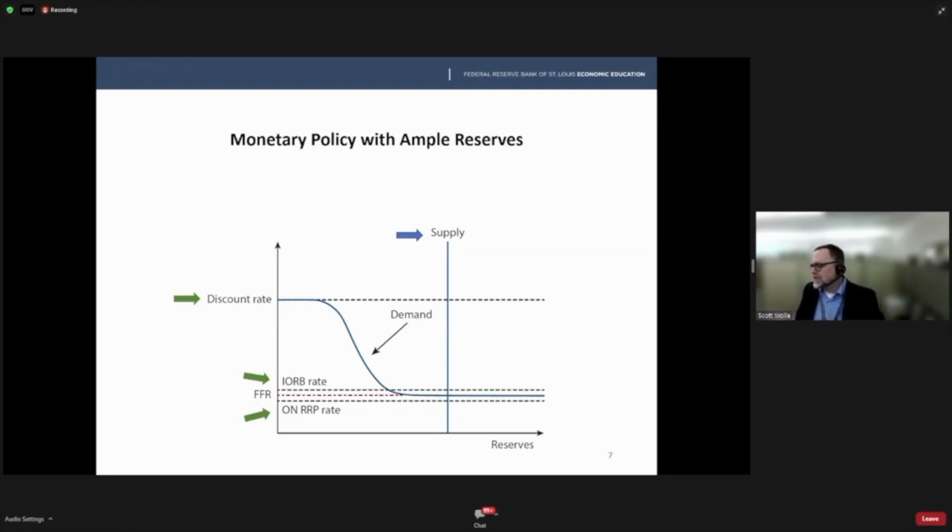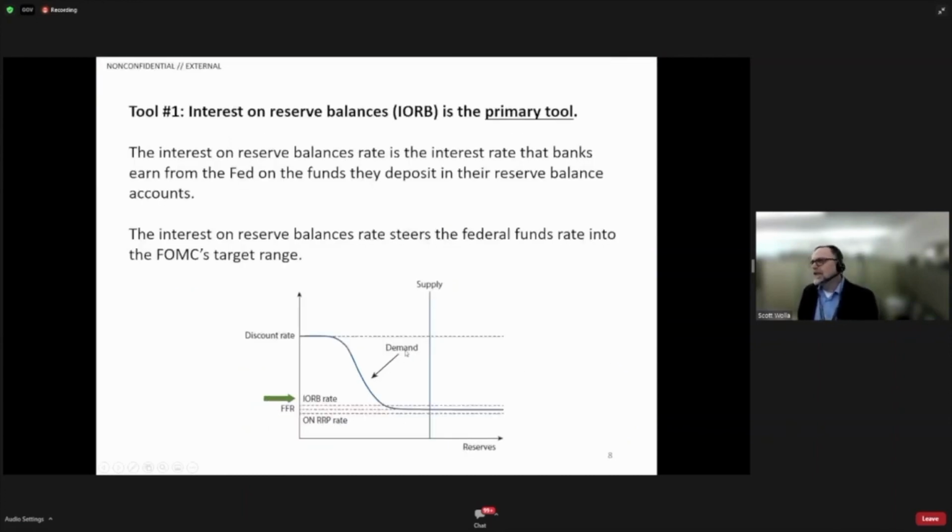We think of it a little bit differently in this context. And then the supply curve. So let's focus in on the primary tool. It used to be that the primary tool of monetary policy was open market operations. Today, the primary tool of monetary policy is interest on reserve balances.